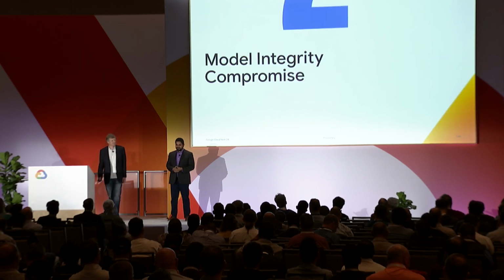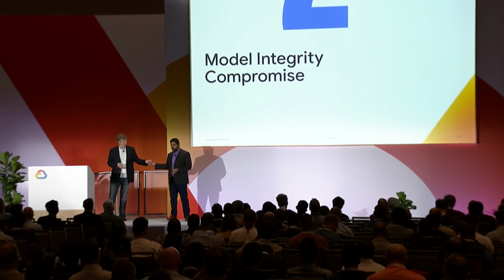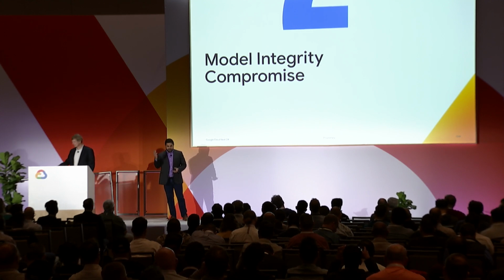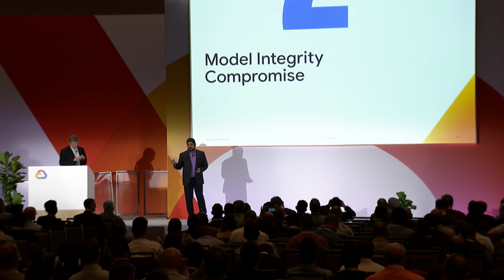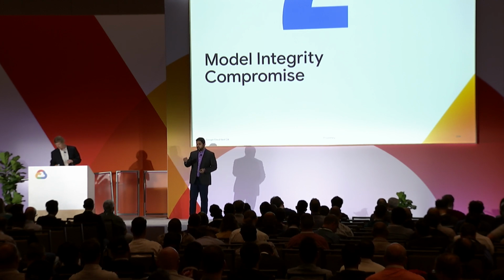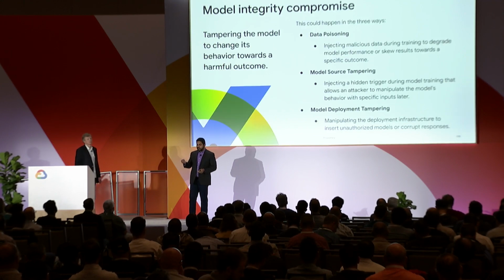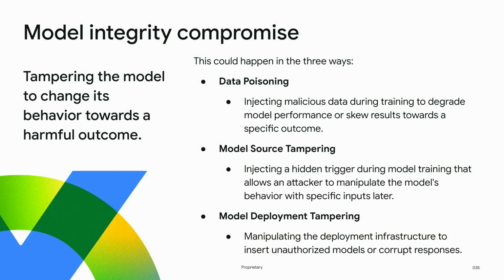Yeah. And this brings us to the last risk we want to talk to you about before we open it up for Q&A and some interesting discussion, and builds on the idea of the supply chain from data to models. But the risk is that your models' integrity may be compromised. And so just specifically, an attacker may tamper with the model to change its behavior towards a harmful outcome. Now, this could happen 3 ways. We just talked about data poisoning, and that's one of the ways. Malicious data could be injected in training to degrade the model performance or skew its result once it's actually in production.